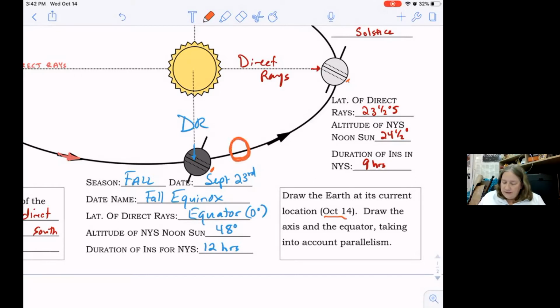So I draw the Earth and it says draw the axis and the equator. So remember the axis has to be parallel to the other axes. That's parallelism. And the equator cuts across perpendicular to that. So it's going to look something like that. So this would be October 14th. All right. So that's the information that you missed. Hopefully you got it in that document because you need to know this information. This is something that you're going to be tested on and something that's required for the regents.